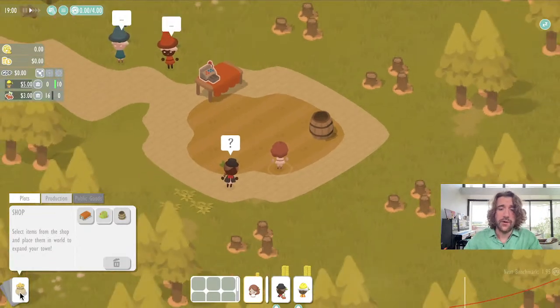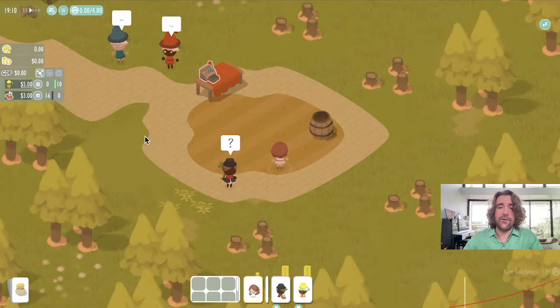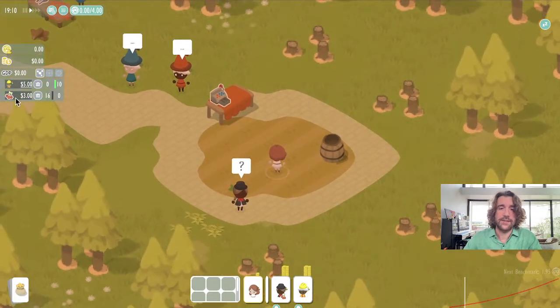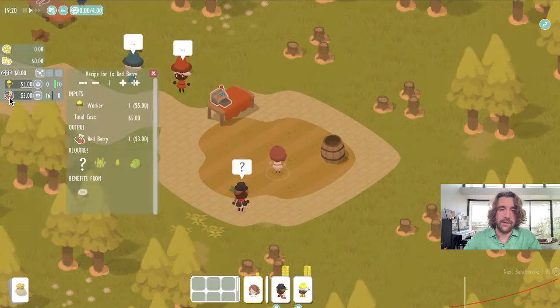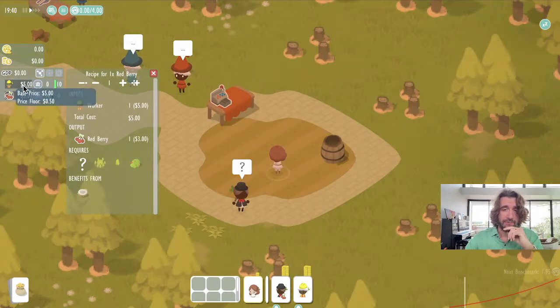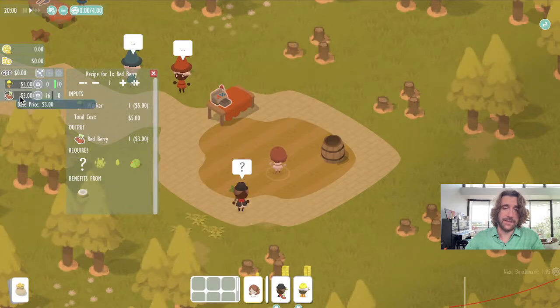In order to really dig into that, let's have a look at the production function that you can see in here. Okay, I'm going to click on the red berry, and now I can see the recipe to produce 1 red berry. I need 1 worker. This is the input of production: 1 worker, and given the market price for one worker, this means $5. The output is going to be 1 red berry that I can sell at $3. You can see here the price.